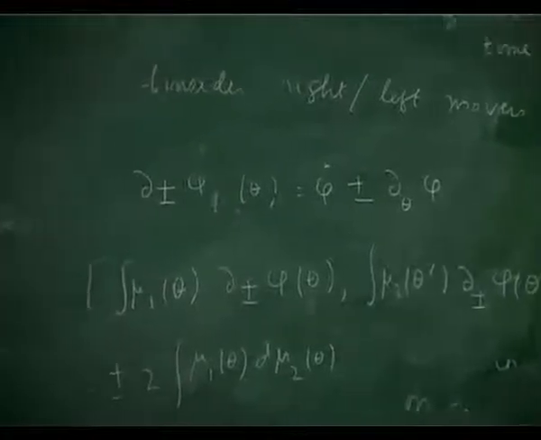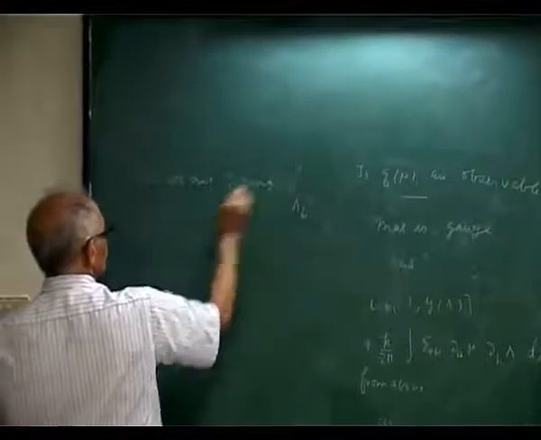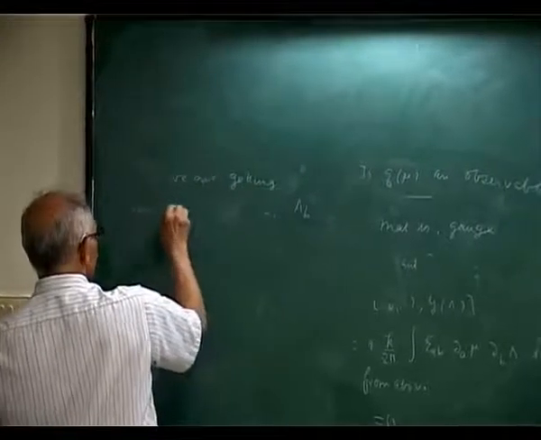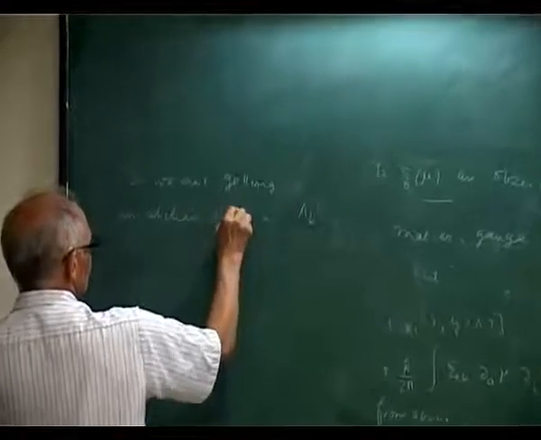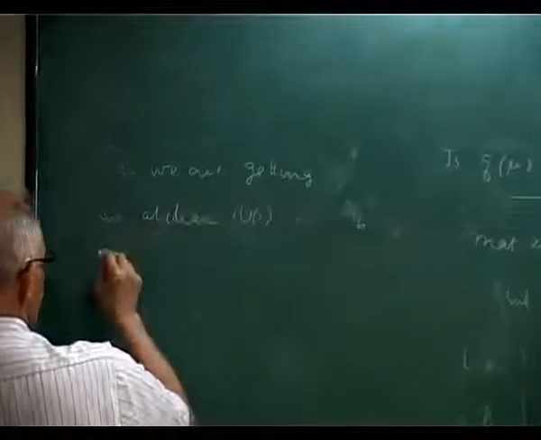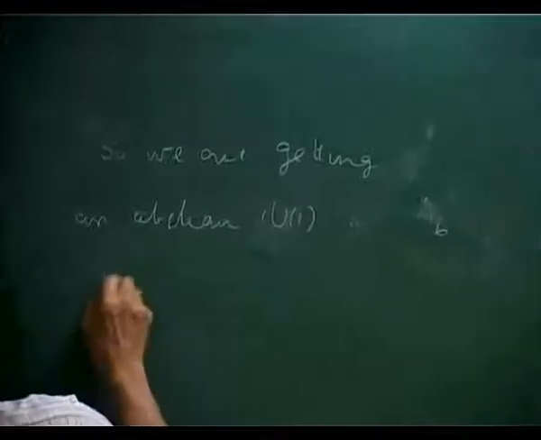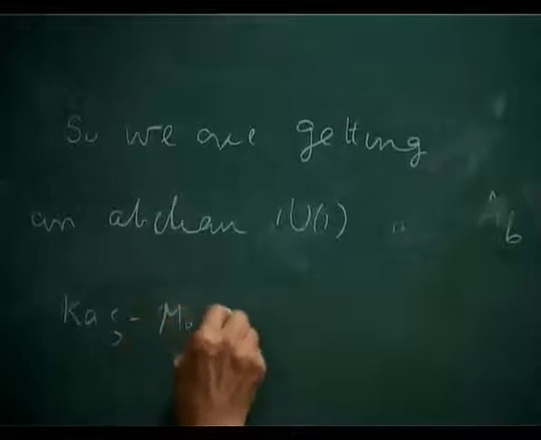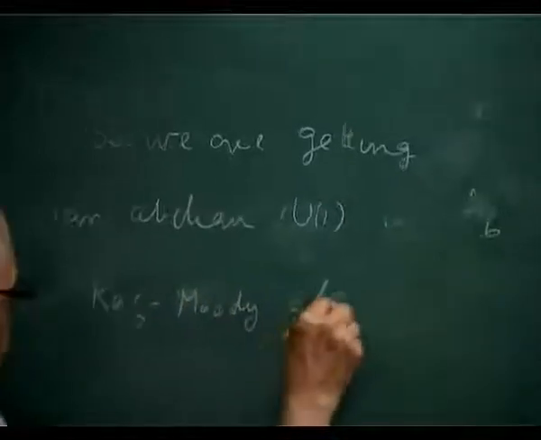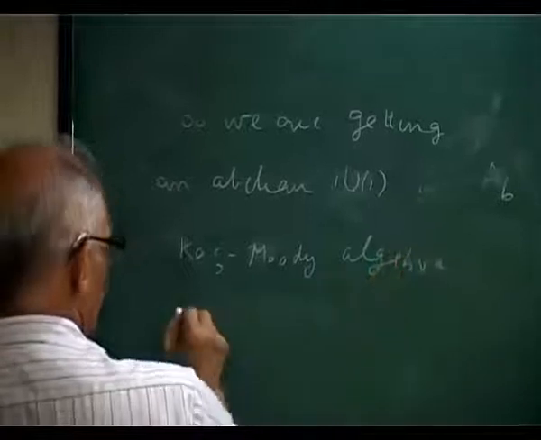So we are getting an abelian current algebra U1, or a Kac-Moody algebra, on the disk. Okay. That is all that is left.